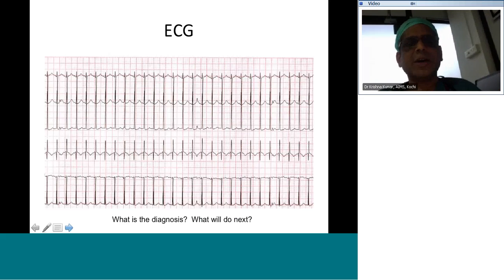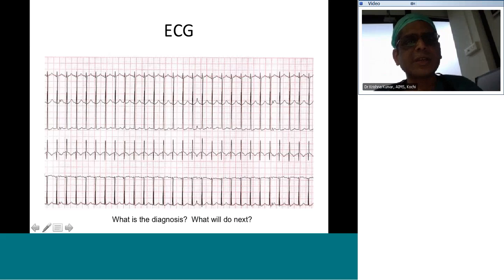Okay, this was the ECG. What is your interpretation of the ECG? What is the diagnosis and what will you do next? What's your diagnosis? Now somebody said JET, but are you sure it is JET when you see a consistent P wave before every QRS complex here?